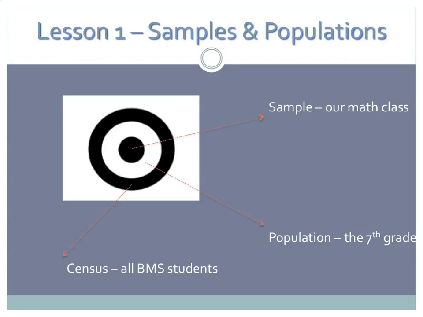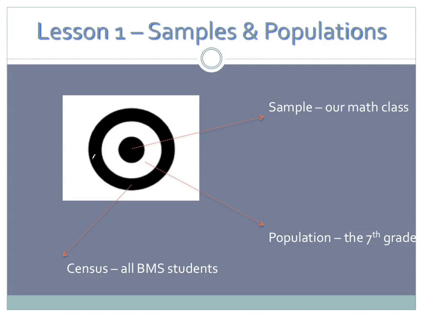I just want to stress one real important concept here, and that is the relationship between the census, the population, and the sample. If you think of it like a bullseye, like a target, our census is going to be our outer ring. It is the thing that is the biggest. The census is the largest group. So if we were questioning the largest group, like all BMS students, we would be taking a census.